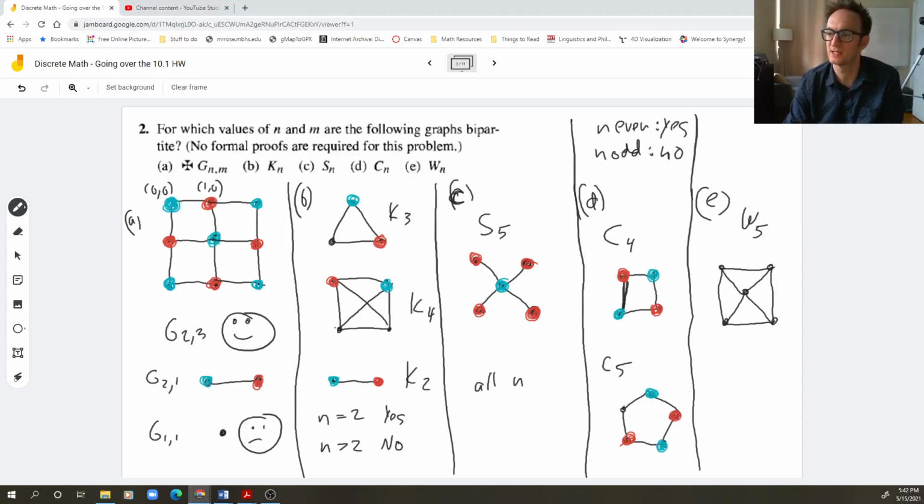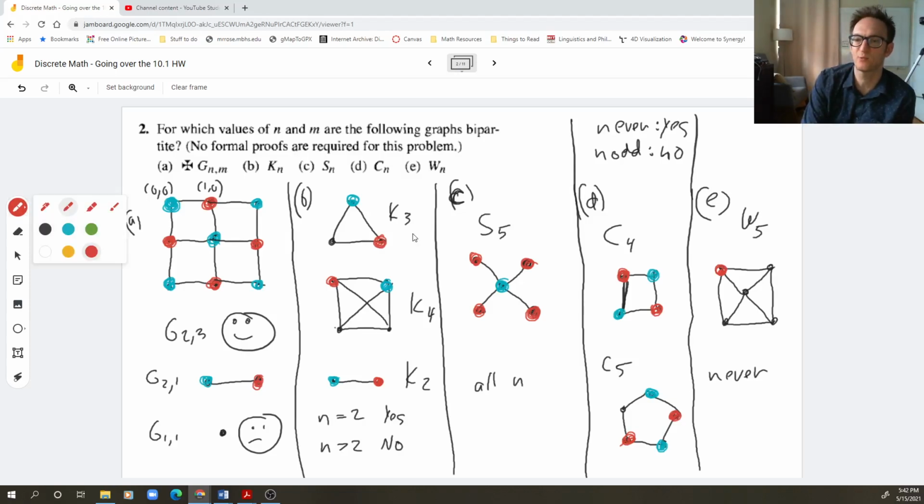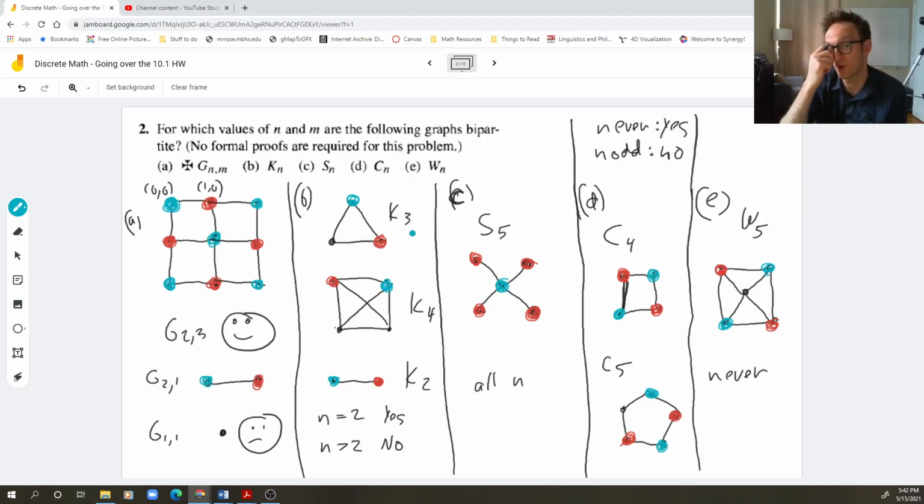So n is just going to be never, because there's just too much going on, right? A wheel graph is a kind of combination of the cycle graph and the star graph. And so if you make this red and you make this blue or something, and you make this blue, well, then this vertex in the middle has to be connected to every other vertex.